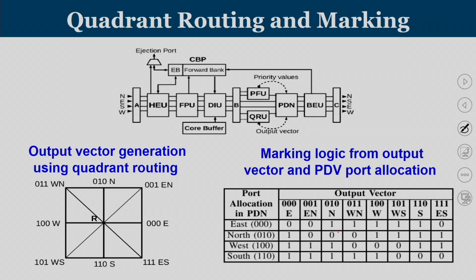The next concept is known as quadrant routing and marking. So we have one more unit which is called QRU, quadrant routing unit. So the idea of quadrant routing unit is we will find out a vector, a direction for a flit, and that direction is assigned a code, and this binary code will tell which are the possible directions which will take the flit closer to destination and which are the possible directions which will take the flit away from the destination. So consider the left hand side of what is given.